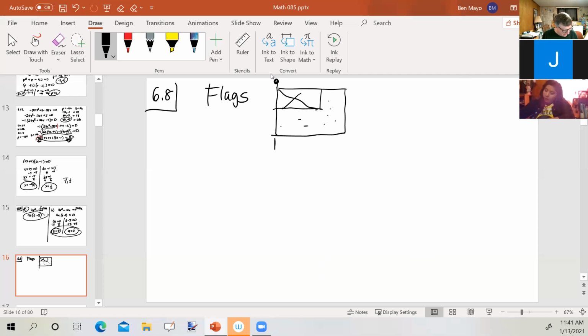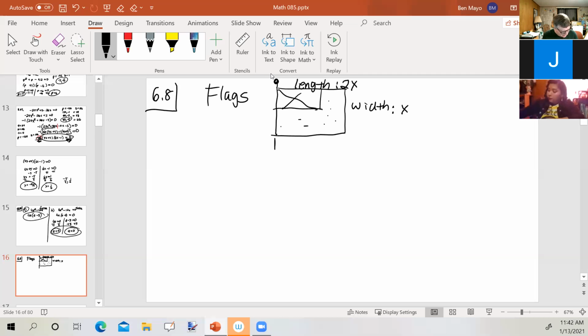It says the length of the flag of Australia is twice as long as the width. Let's call this the length and this the width. It says the length is twice as long as the width. The length is being compared to the width. So if we call the width x, the length would be twice x, or 2x. Okay? So the width is x, the length is 2x. Any questions about where I got that?